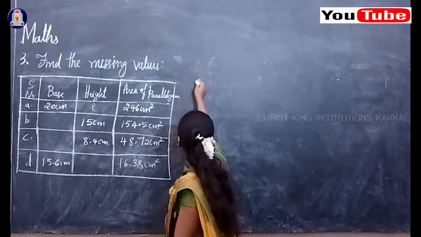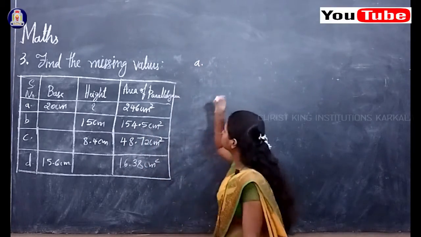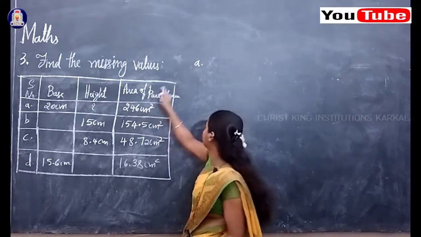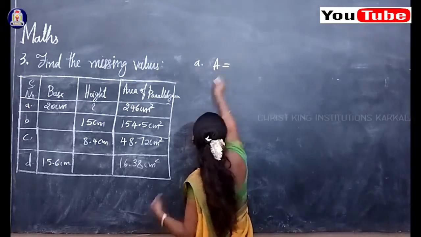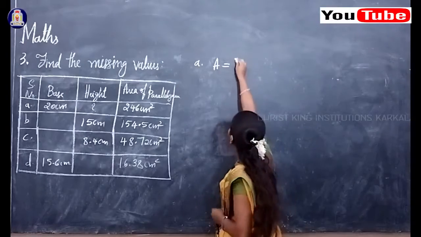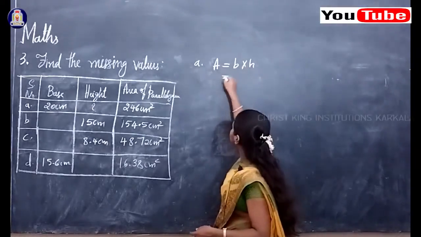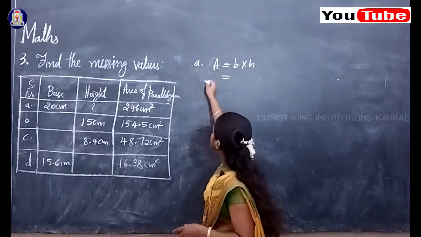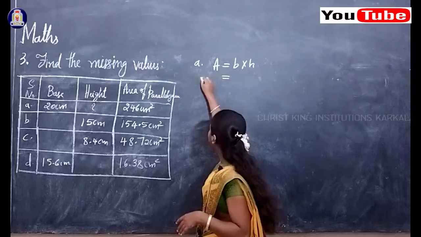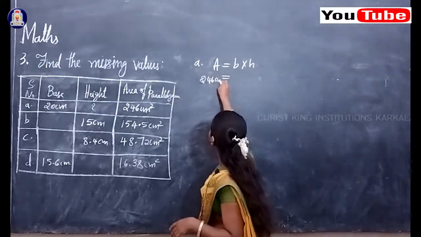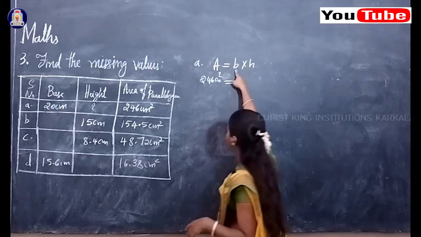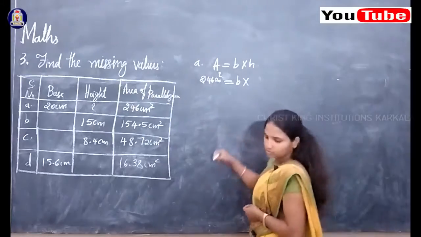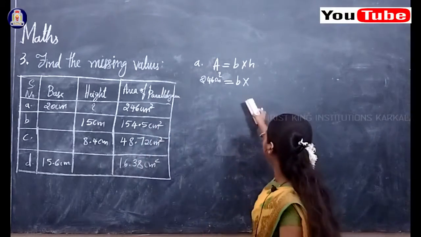So in question A, base is given and area of parallelogram is given. Now you know the formula, area of parallelogram is equal to base into height. Substitute in the formula, then simplify, then you will get the answer. Area of parallelogram is 246 centimeters square, equal to base, and height is not given.